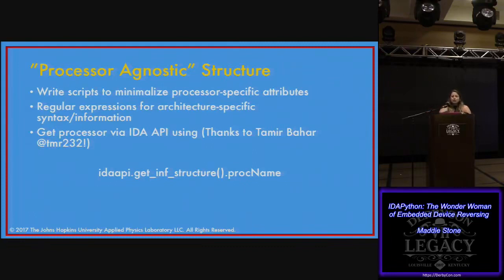And so thanks to Tamir Bahar, he was the one who pointed me in the direction of this IDAPython API call, which gets its get_inf_structure will return the IDA information structure associated with your database. In there they have a processor name variable. It is valuable though too. And so by using that, the script will automatically look up which processor you're running on. It will check if you have put in regular expressions for that processor, and then it will just automatically take them and run with it.